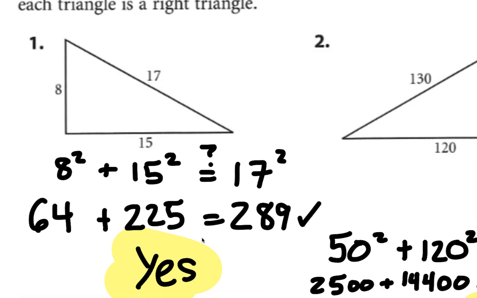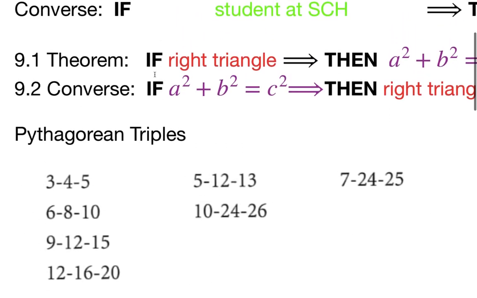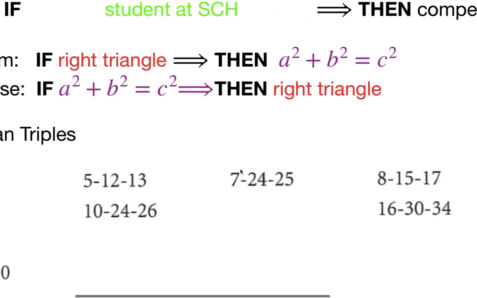The answer is going to be a yes or no question. Is it a right triangle? Yes, it is a right triangle, because if the numbers satisfy the equation, then it's a right triangle. Let's do number 2.